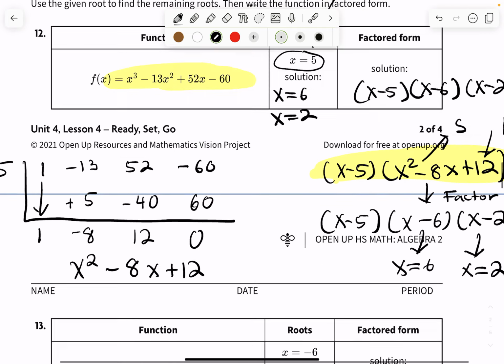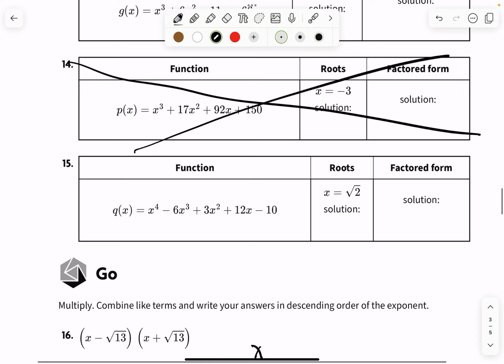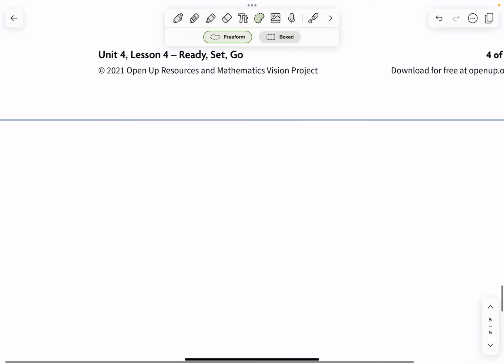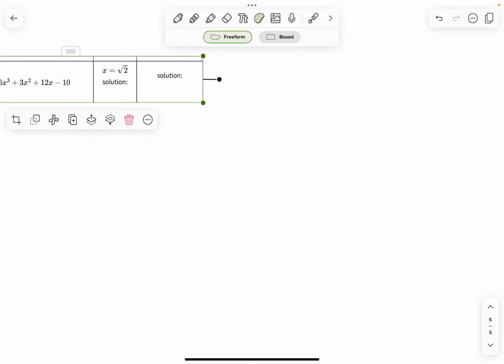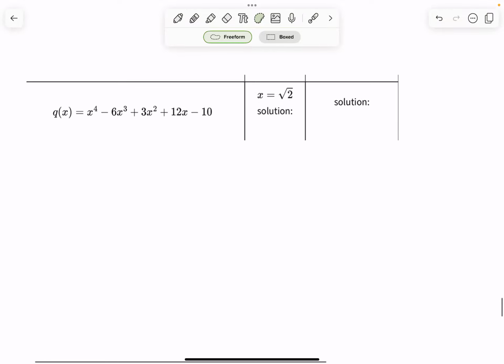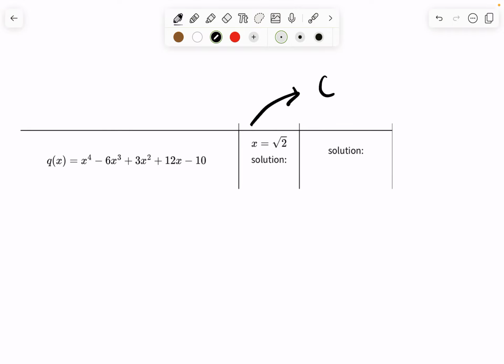So let's move on to 15. This one is the most challenging one. I wish I was there in class to talk to you about this one, but I'll be okay. So you have x equals root 2, which is just not pleasant to work with. I hope we see that that means that it's x minus root 2. And technically we could use synthetic division and use square roots, but that just gets weird.